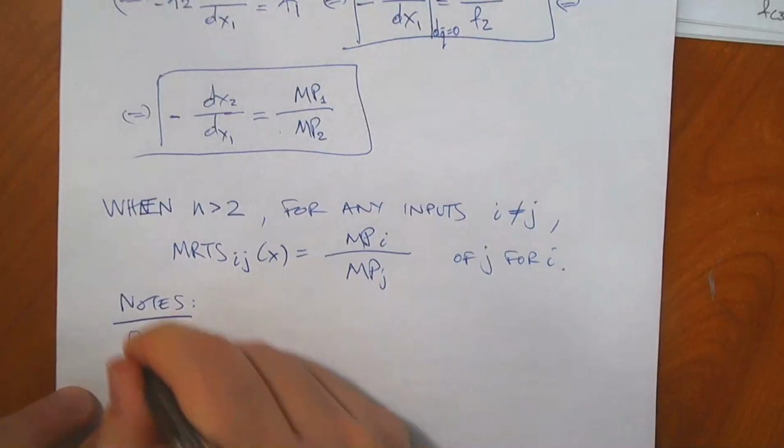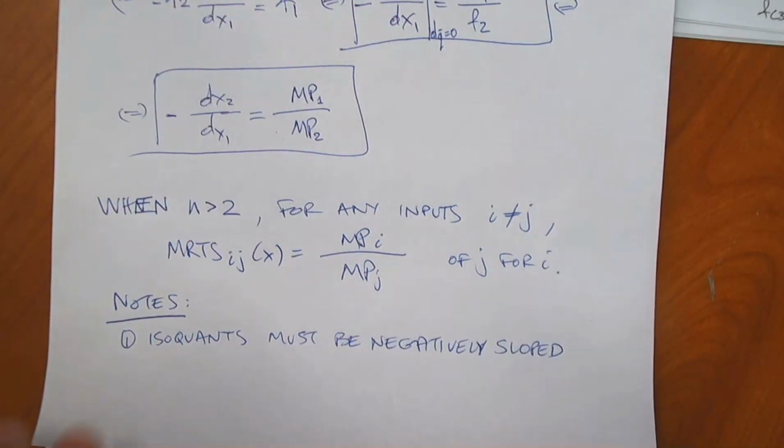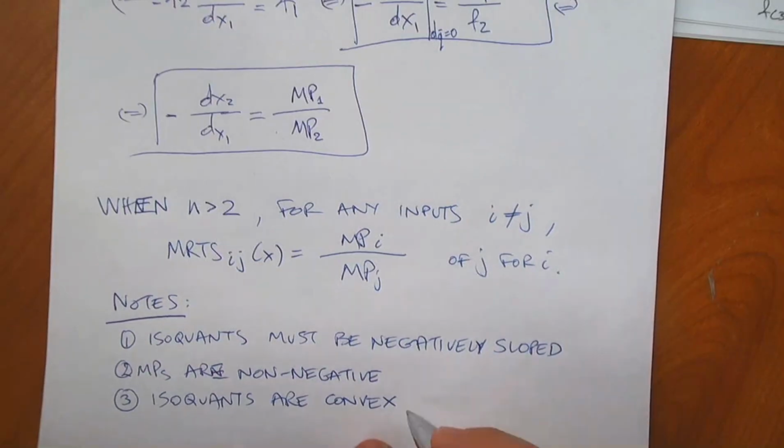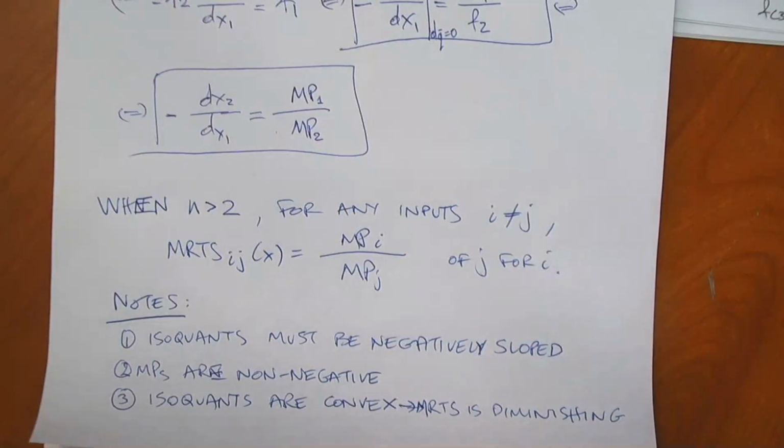Notes. 1. Isoquants must be negatively sloped. Marginal products are non-negative. Those make intuitive sense. Isoquants are convex, which is going to imply that the rate of technical substitution, the MRTS, is diminishing. Yes. Eventually, is your marginal product, could it be negative? Right.